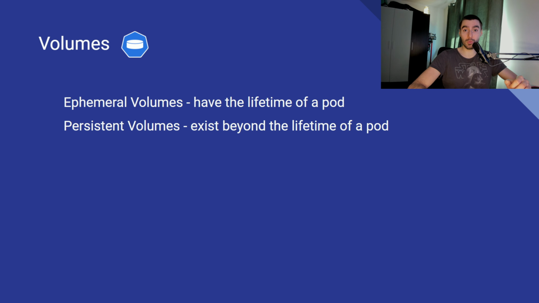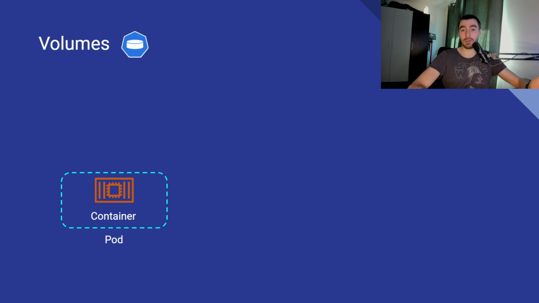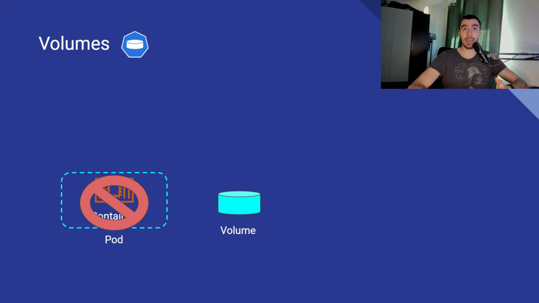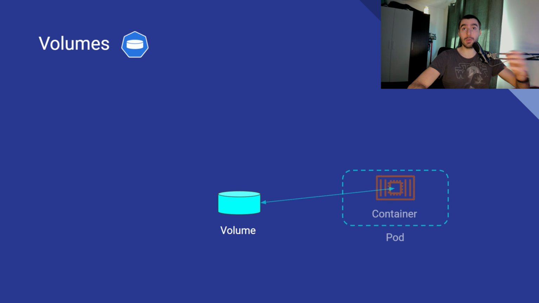However, persistent volumes, and this is where we're going to have our attention focused today, exist beyond the lifetime of a pod. Let me show you. Let's say you have a pod and the container inside of it, and you mount a volume, which is a persistent volume. Well, the container is going to write data into that volume, but if your pod dies, your volume will still exist with all that data inside of it. So you can just create a new pod with a new container and attach that volume, and you will continue where you left off, basically.